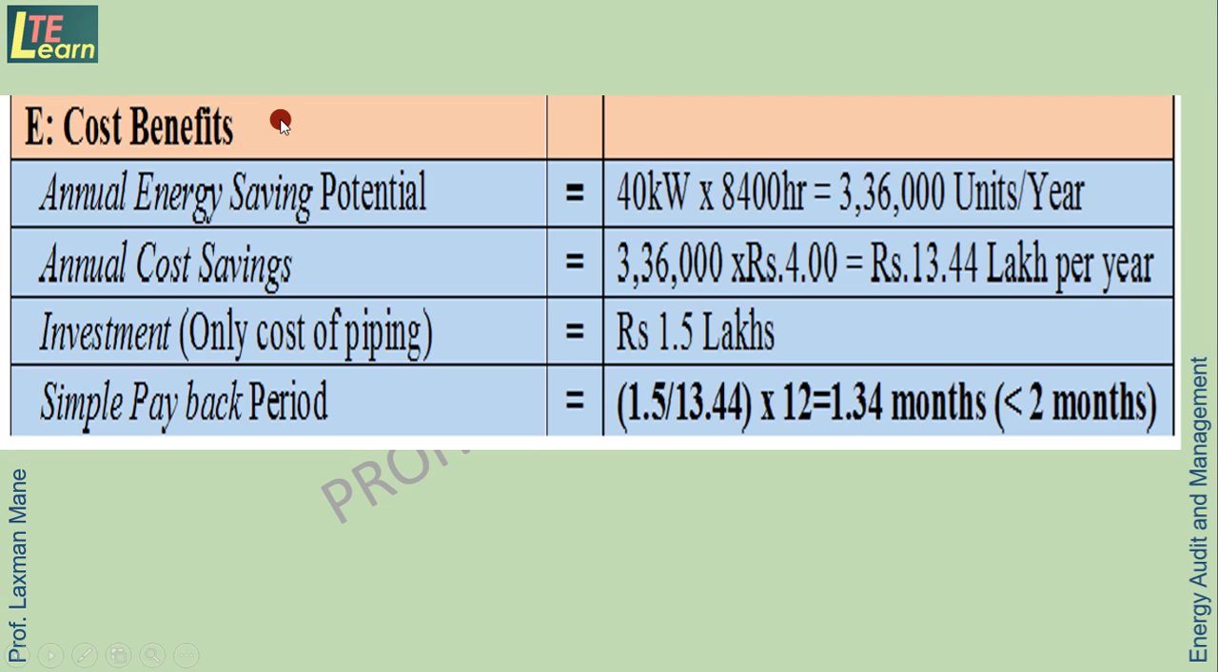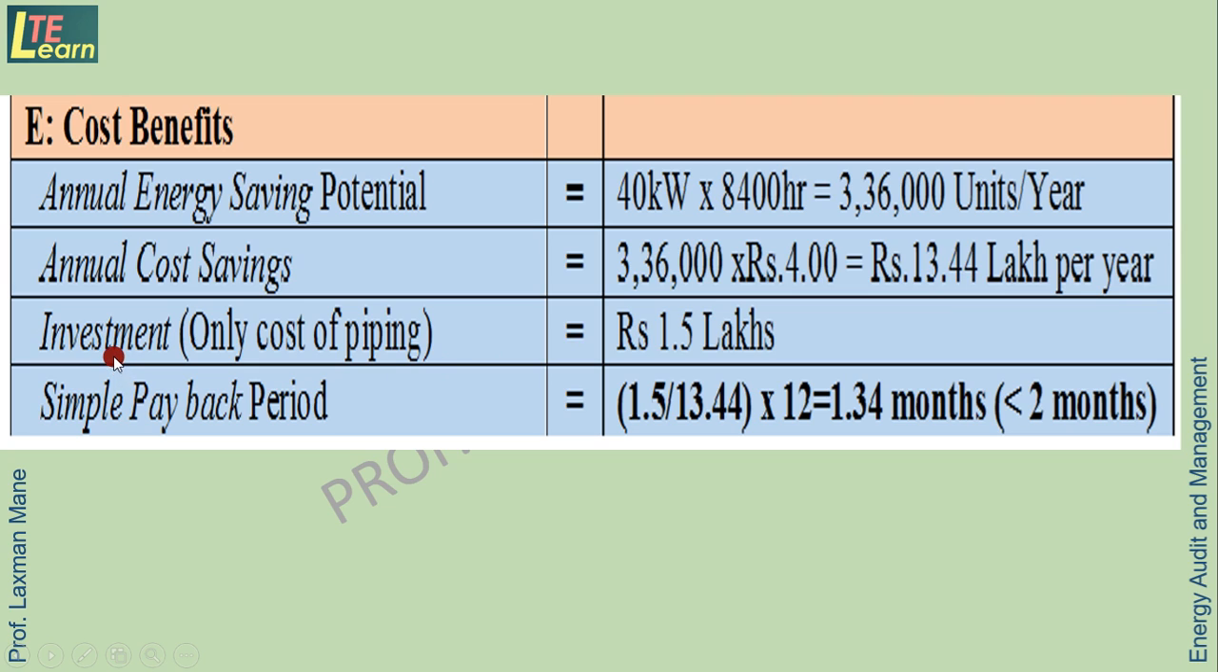Now the cost benefits. The annual energy saving potential here is 40 kilowatt into 8400 hours, that is the annual working time. So the consumption saved is 3,36,000 units per year. If we consider the cost of electrical energy per unit as 4 rupees, then the annual cost saving comes to 13.44 lakh per year.